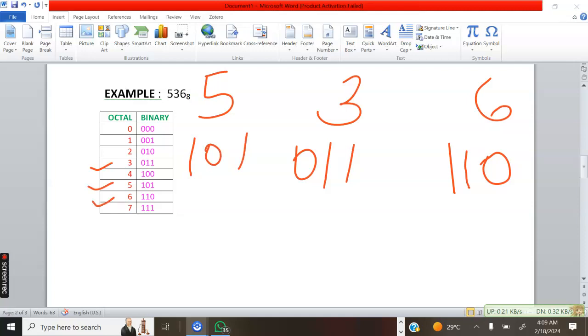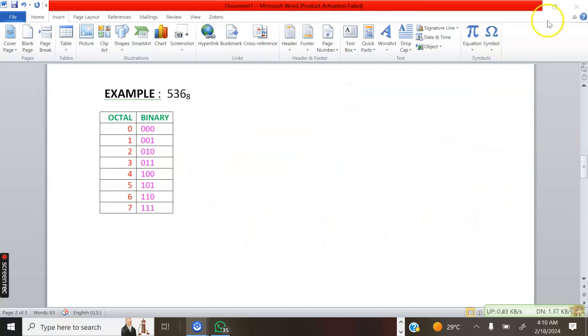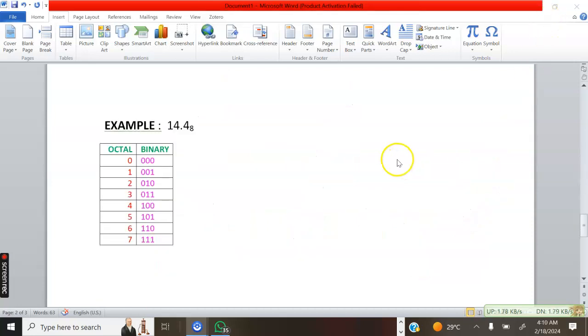Okay, the next step is to combine the digits. So we have 0, 0, 1, 0, 1, 1, 1, 1, 0. Then we have base 2. And that is our answer. Our answer is 101011110 base 2. So this is correct.